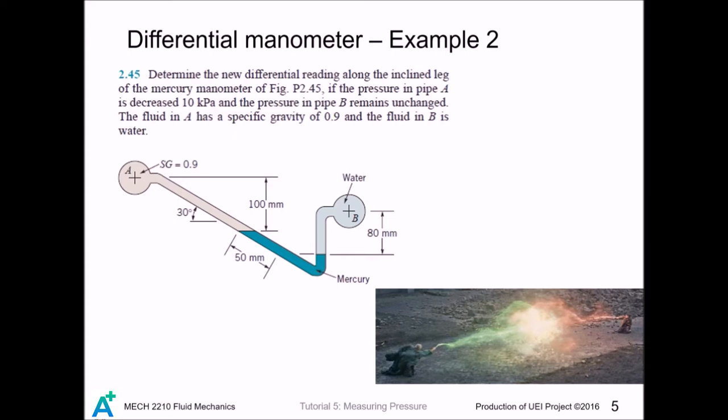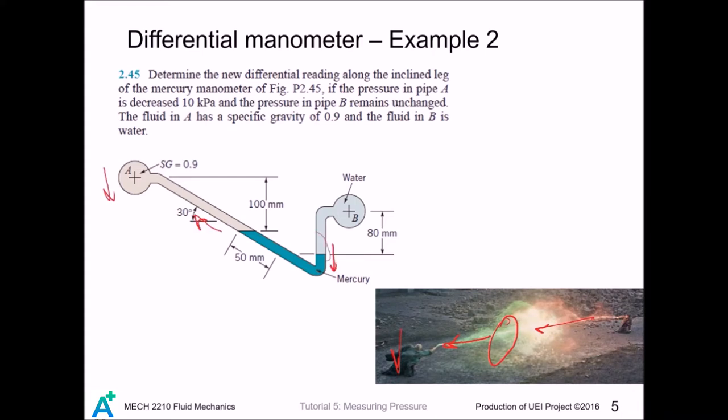We first imagine what happens as the pressure in A decreases and the pressure in B remains unchanged, as described in the question. So you can imagine it's Harry Potter versus Voldemort. If Voldemort is running out of power, this globe of light will come here, and this length will decrease, and Harry Potter is winning, so its length is increasing. If this pressure goes down, this level will go up, and this level will go down.